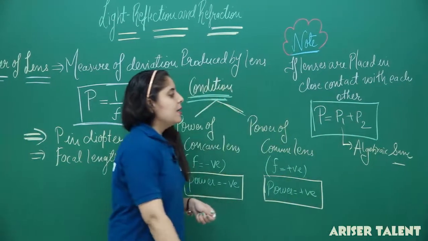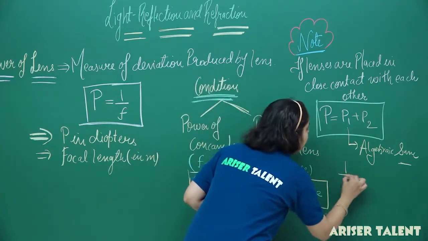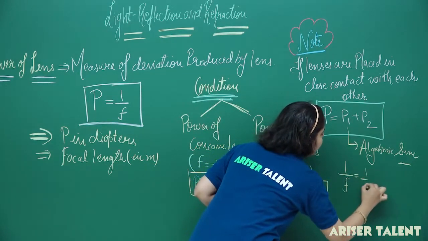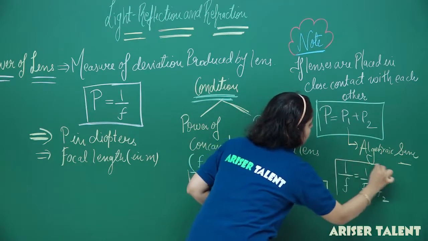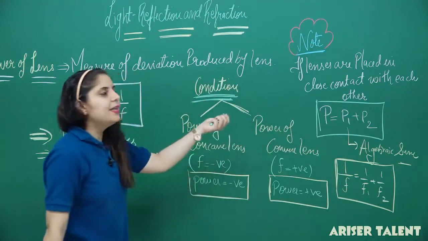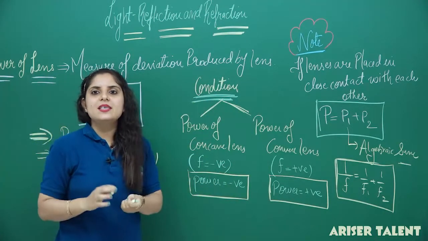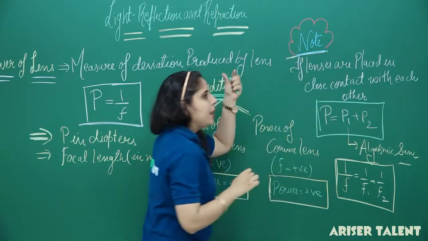Now, what about the focal length? If I am calculating the focal length, 1 upon f comes out to be 1 upon f1 plus 1 upon f2. So this is the condition you get if you are placing two lenses in contact with each other. So just keep this note in your mind.